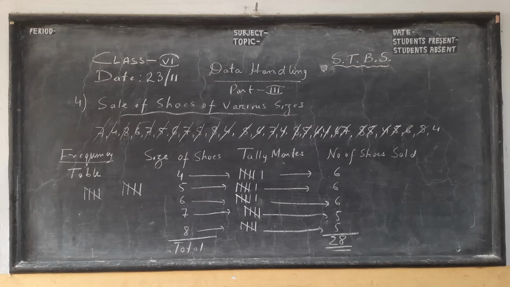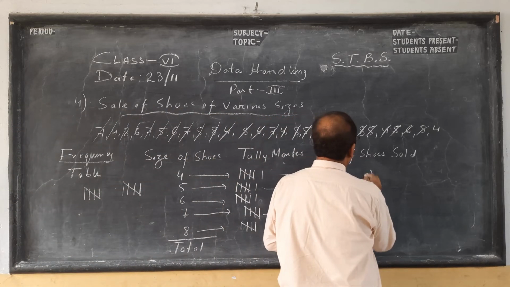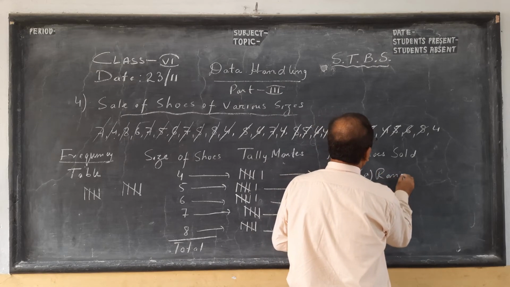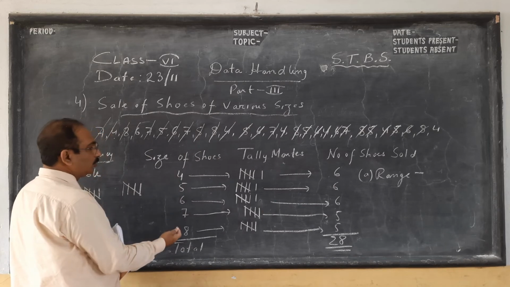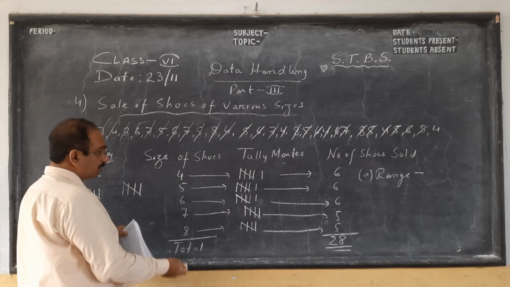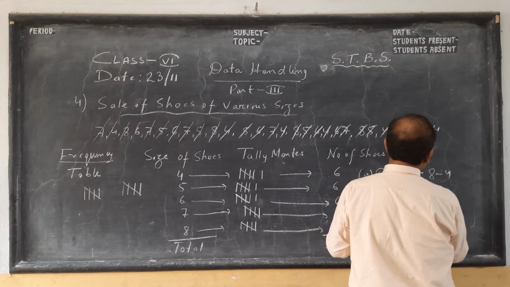So here we see question 1. What is the range of shoe size, children? What is the range? Okay, so we have drawn range means from where to where it goes, from 4 to 8. So range is, you can write 8 minus 4, 4.